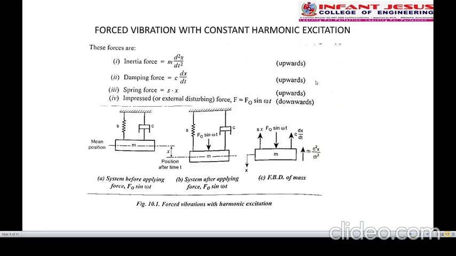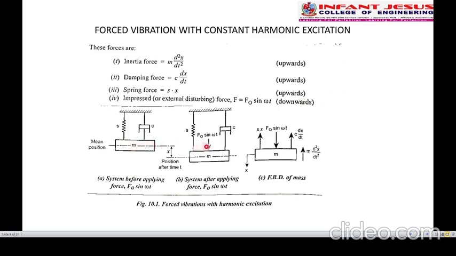So next we are going to see about the forced vibration with a constant harmonic excitation. That is a harmonic forcing, that is a periodic forcing. So here we can consider a spring mass. Here there is a spring, mass and damper. So we can say this is a spring mass damped system. In this system, there is a mass with a spring of stiffness S and a damper with the damping coefficient C. So this is at the initial position.